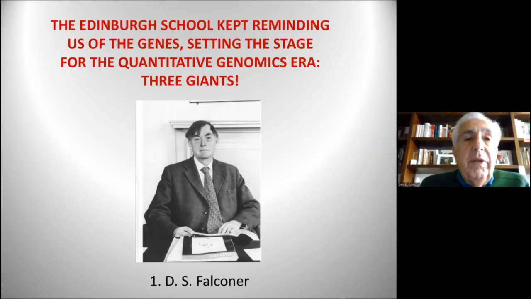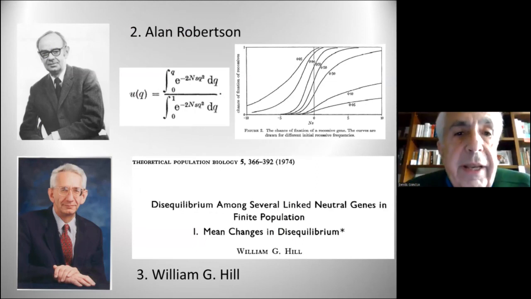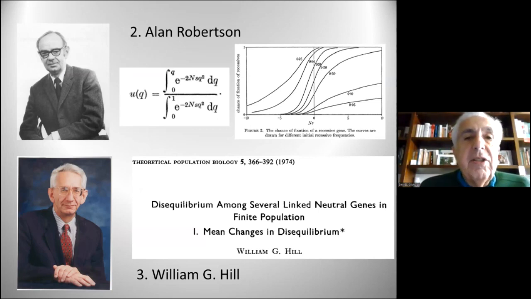Now, in the meantime, we did not know the genes. We still do not know. And Professor Falconer kept reminding us of the genes in his textbooks. And Alan Robertson was working on what happens when a mutant appears in a population, what is the probability of fixation? That's the formula on the top. And in the bottom, Professor Bill Hill. Robertson and Bill Hill were both from Edinburgh, and I had a chance to meet him, and I was a personal friend of Bill, and Bill unfortunately passed away earlier this year. Two giants, truly, so was Falconer.